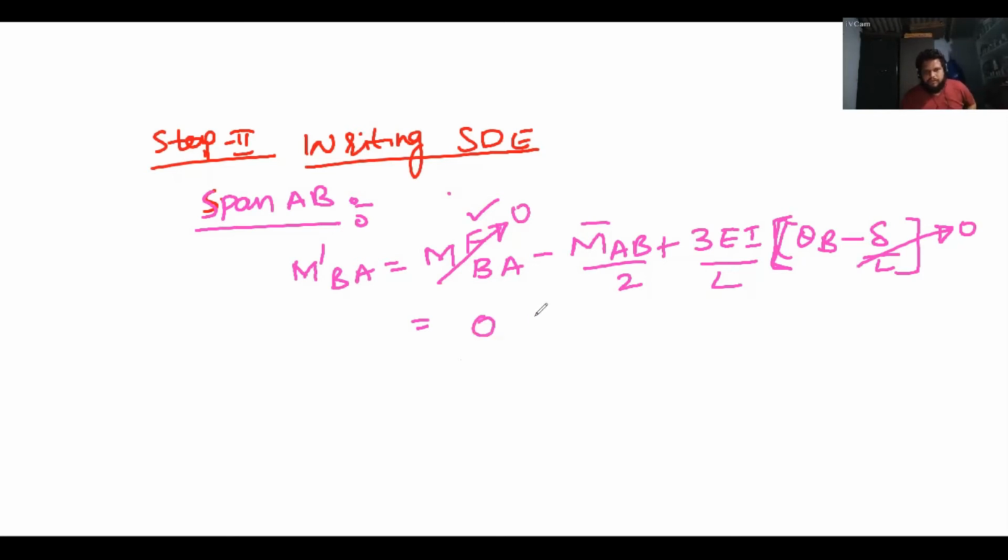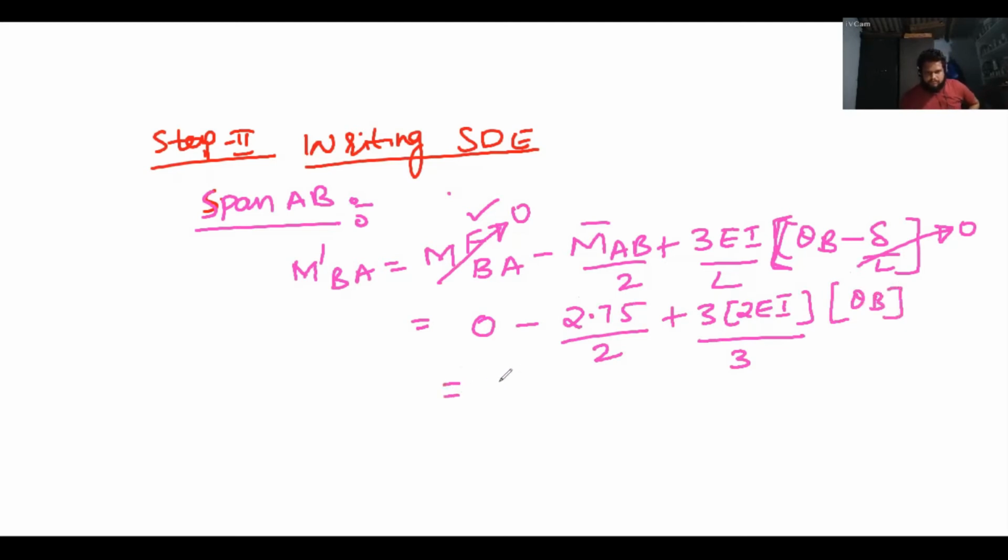So 0 minus M dash AB, I got it as 2.75, divided by 2 plus 3. What is the AB span? This thing, EI, 3 times of 2EI. And what is the BA span length? BA span length is also 3, times theta B. So if I rewrite this equation, minus 1.375, this by 2 plus this 3 will get cancelled. So EI into 2 theta B. So this is equation number 1.